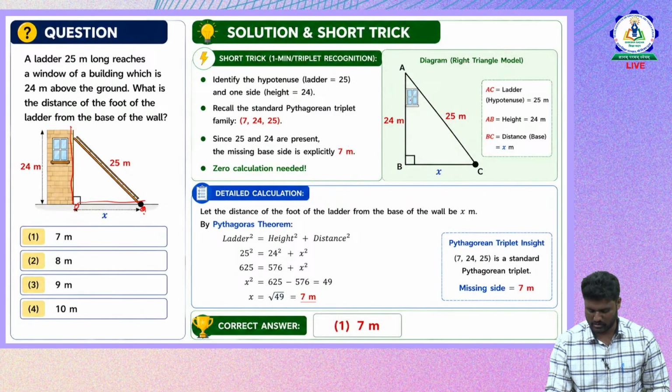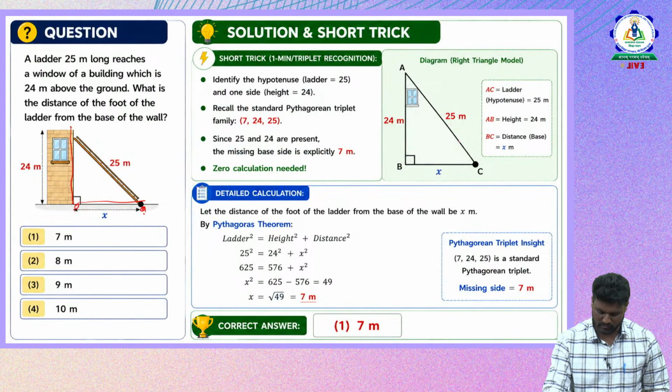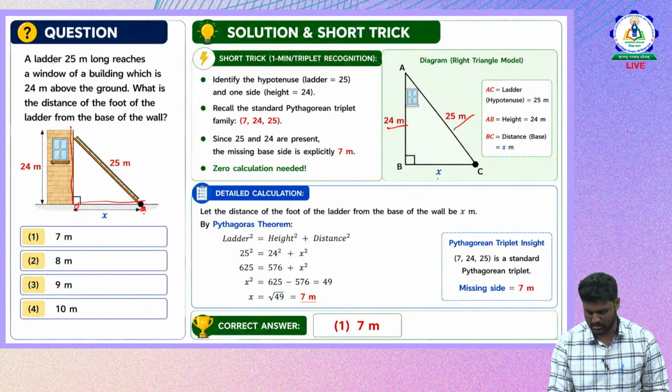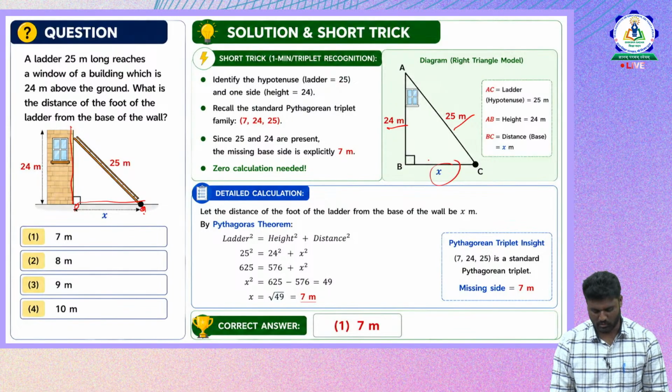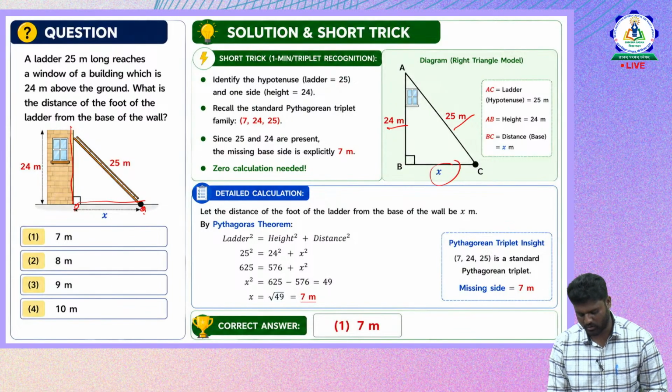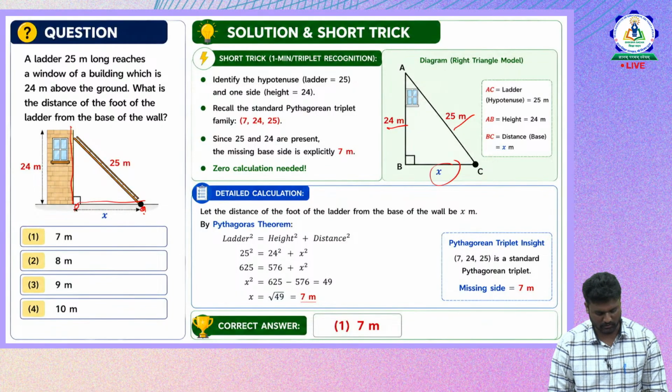This is the building. From the ladder point to the window point, what is the distance? 25 meters. And the height of the building above the base point is 24 meters. This distance we don't know: the base distance from the ladder point to the wall point. That we need to identify here. So how can we solve this problem?